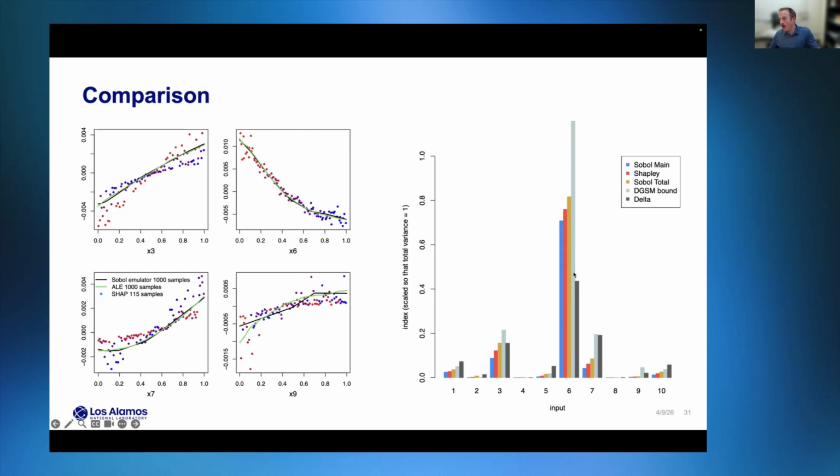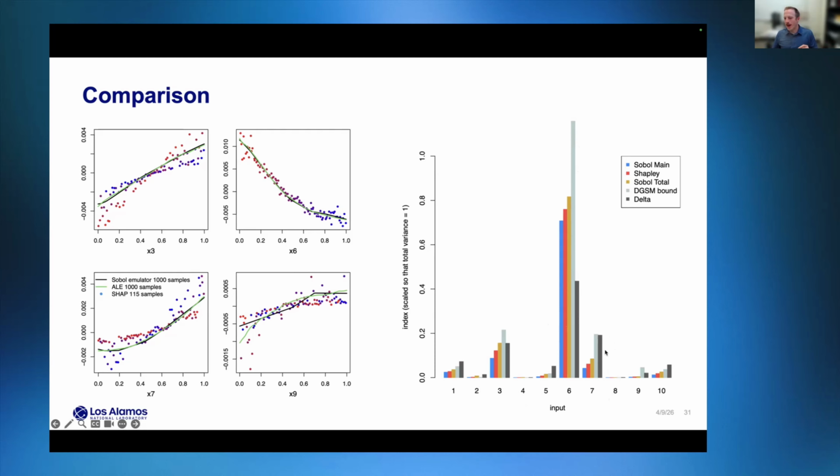But with the upper bound, what you can rule out is that there's a variable 2 effect or a 4 effect or an 8 effect. And so that's pretty powerful. And you could do that with very few model runs. Okay, so some other things.